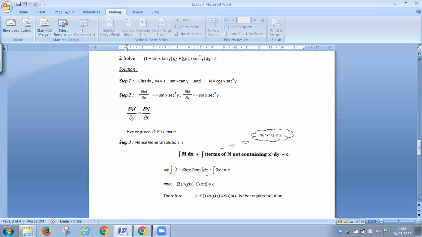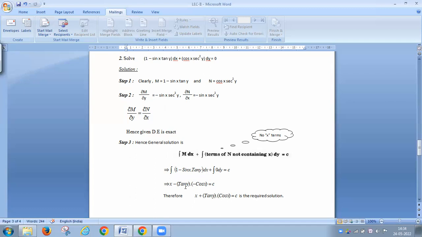Now integrate M with respect to x. We know that integral 1 dx is x. While integrating with respect to x, y is constant, so tan y is constant. The minus is here. Integral of sin x is minus cos x. Integral 0 means 0, equal to c. So minus and minus will become plus, and therefore x plus tan y into cos x equal to c is the required solution for the given differential equation.